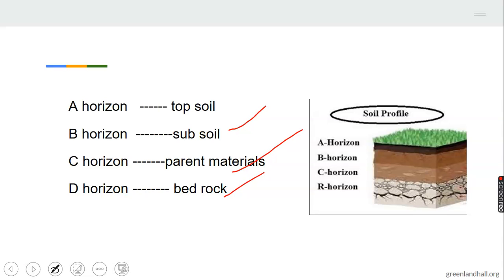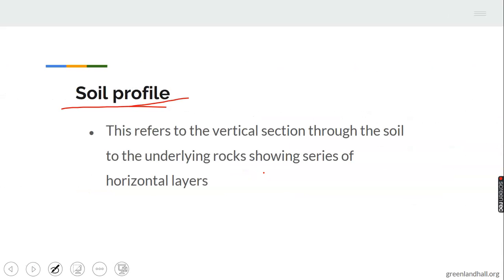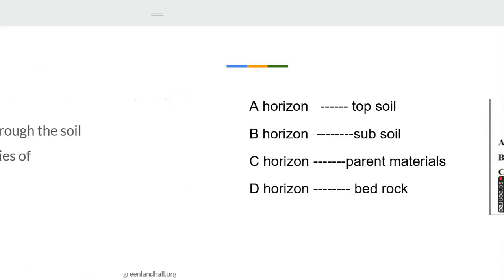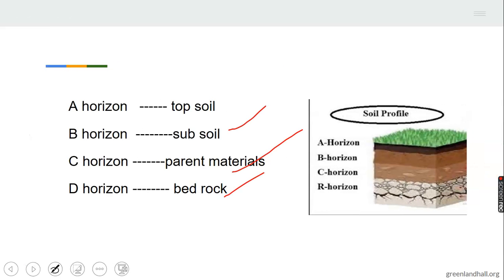These are the horizons. Remember the definition of soil profile as the vertical section through the soil to the underlying rocks, showing a series of horizontal layers. These are the layers: horizon A, horizon B, C, and D. You have topsoil, subsoil, parent materials, and bedrock, or you can call this unweathered materials. You can call this weathered materials, and this is unweathered materials.